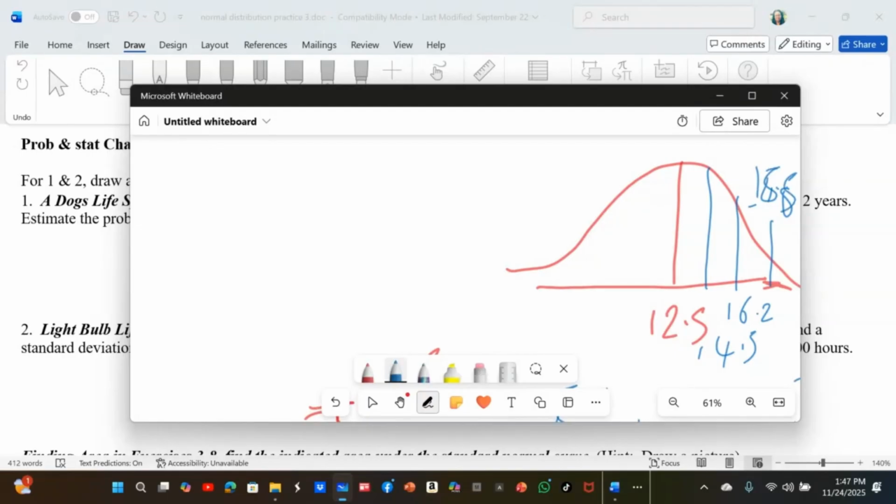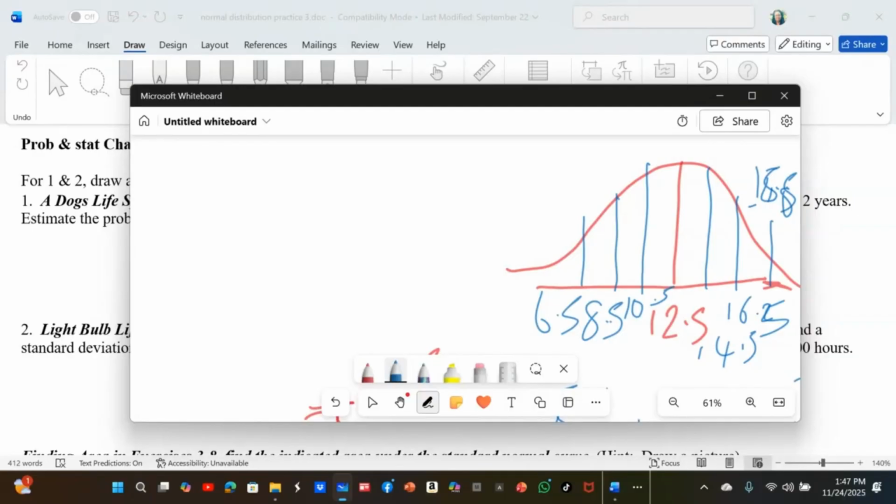Okay, then on the left hand side, I'm told to put in one standard deviation below the mean. That is going to be 10.5. Two standard deviations below the mean, 8.5. Three standard deviations below the mean, 6.5.